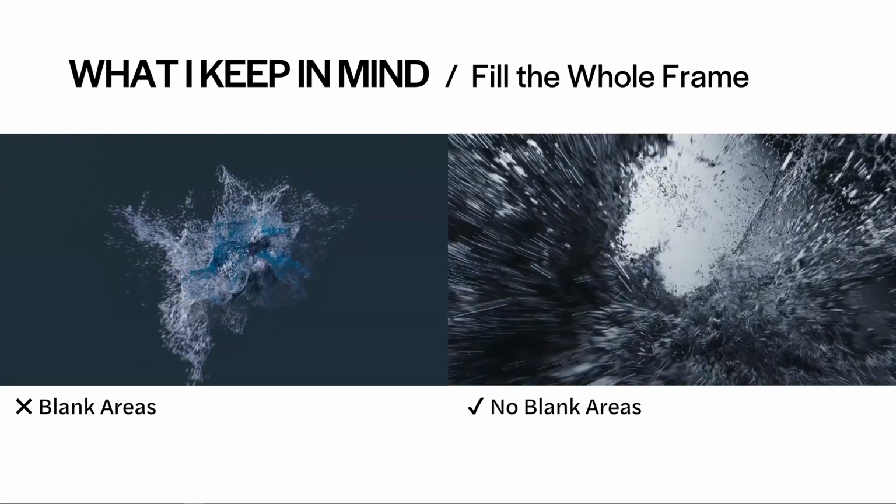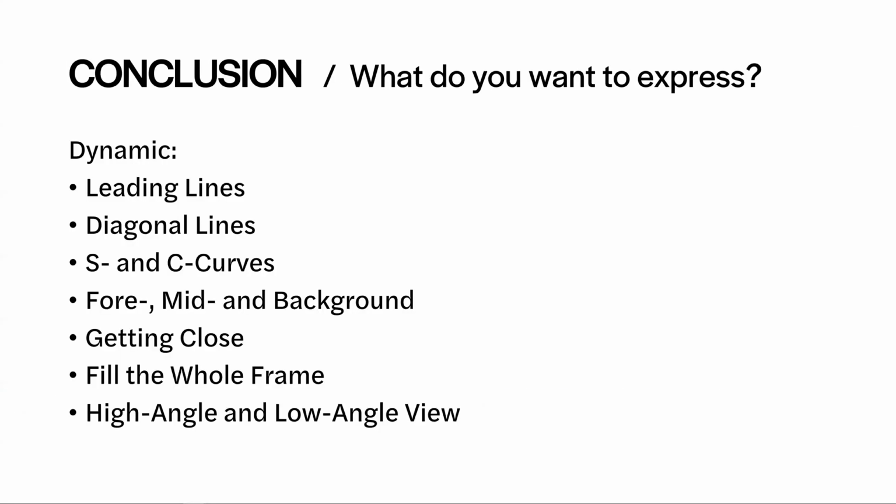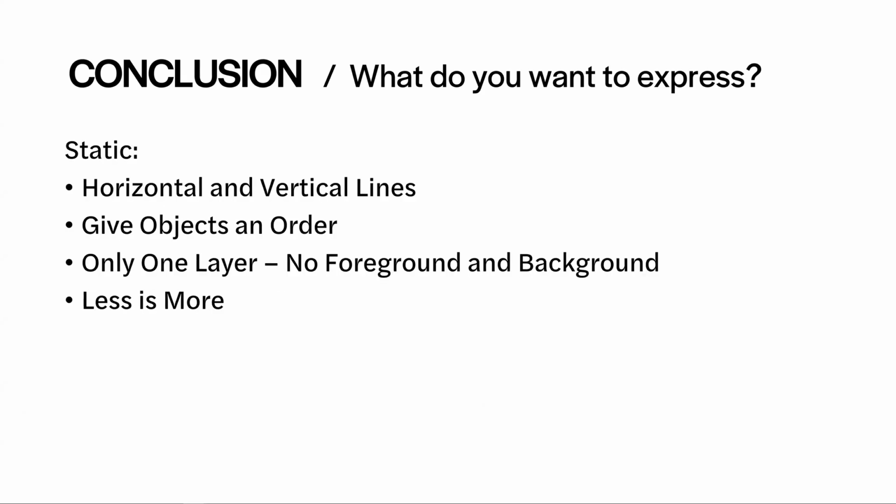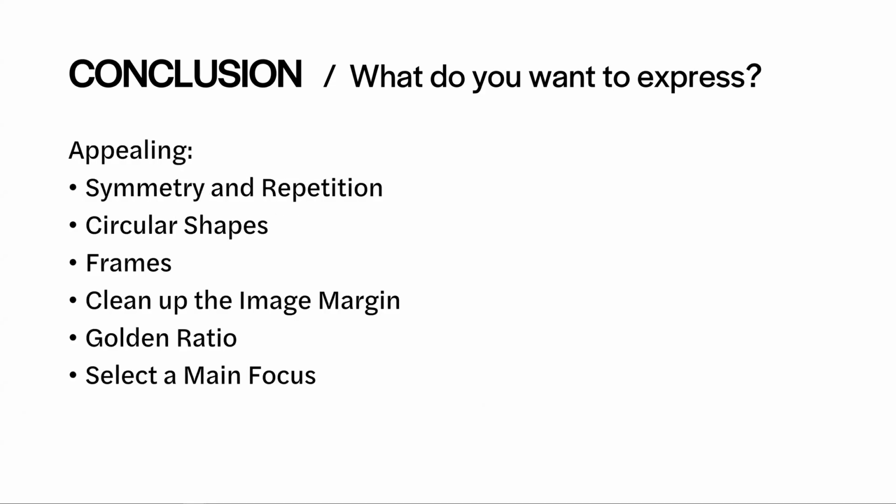And now I want to conclude. What do you want to express is what you always have to ask yourself. We have more dynamic ways to have our image composition, our main shapes, or more static ways to organize our main shapes. In general, appealing shapes. We spoke through everything, so here you have a conclusion, and we made it now through the image composition chapter. Do you have some questions already?